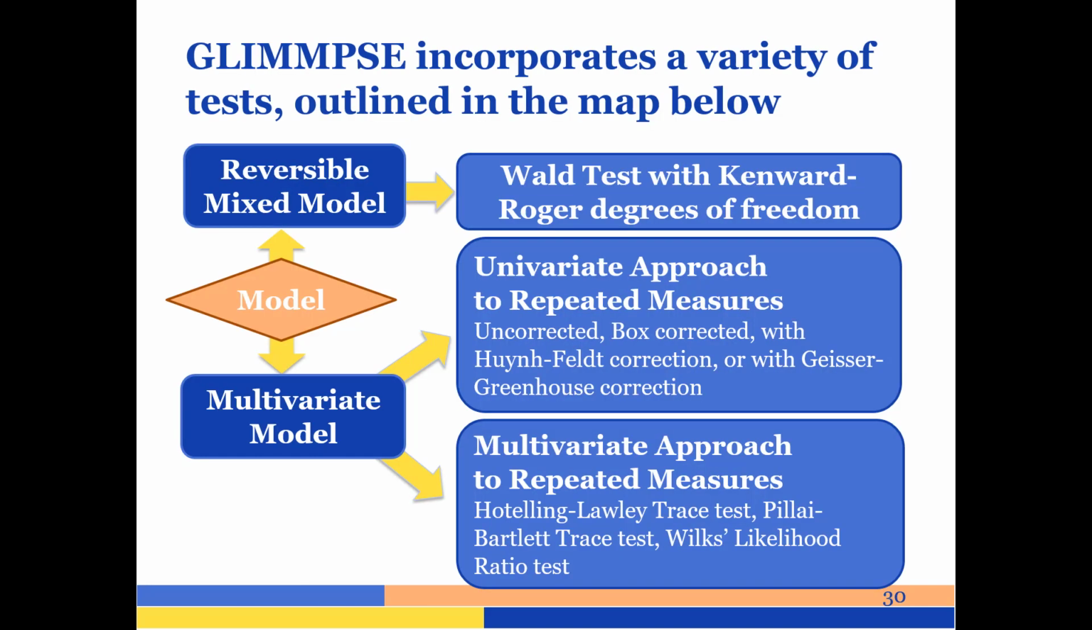Let's talk about choosing an appropriate test. In GLIMPS, there are several types of tests. There's the univariate approach to repeated measures and the multivariate approach to repeated measures. Also, the reversible mixed model hypothesis test relies on what we call a Wald test. If we use the Wald test with a particular modification to it, you can think of it as similar to a kind of t-distribution, but with different degrees of freedom. That's the idea behind this Wald test and the Kenward-Roger degrees of freedom.